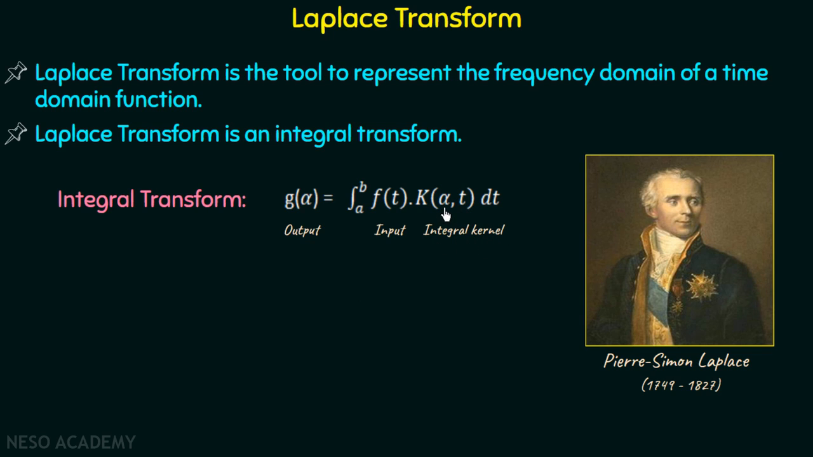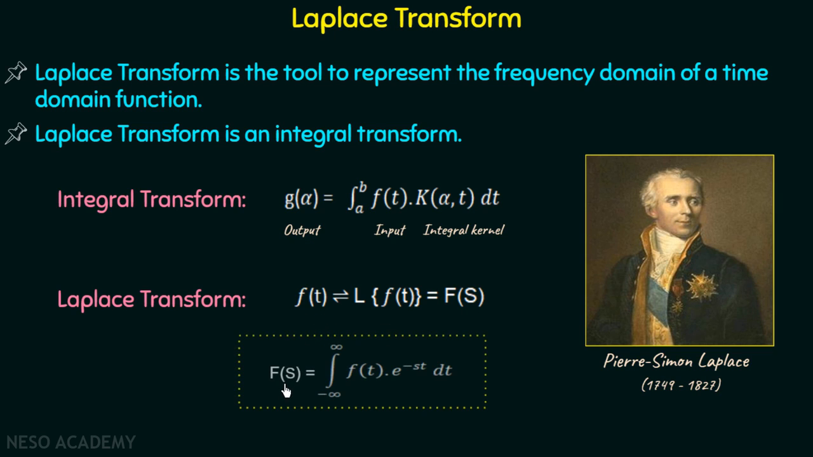So we can see that the integral kernel is a function of both the input variable and the output variable. Moving on to the next point, the Laplace transform of any function f of t is represented as Laplace of f of t and is given as f of s. So f of s is equal to the integral from minus infinity to infinity f of t multiplied by e to the power minus st dt.